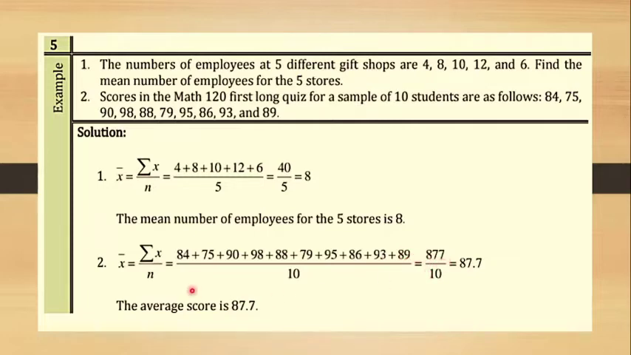877. And the N here is how many X values there are. Just count: 1, 2, 3, 4, 5, 6, 7, 8, 9, and 10. So, substitute 10 for N, all over 10. So, 877 over 10 is equal to 87.7.